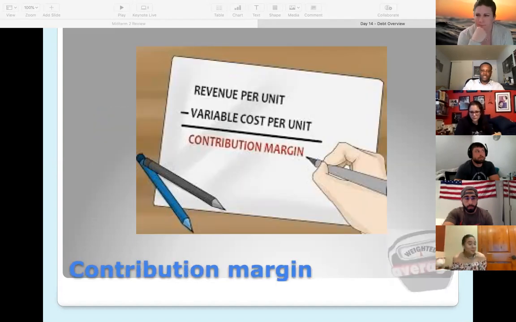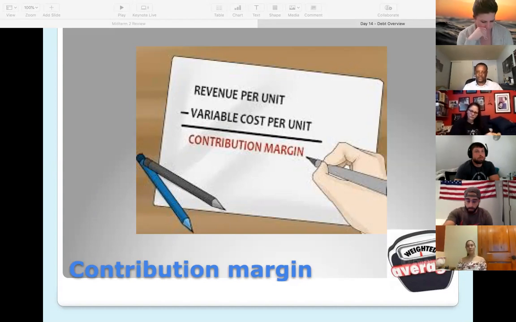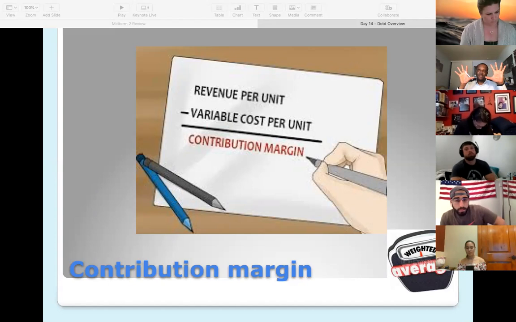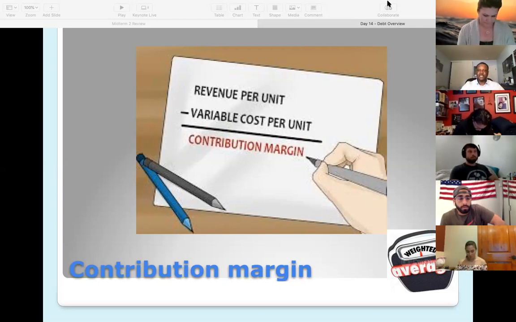Oh, this is what I wanted to say. There's also the weighted average contribution margin, right? So you will be tested on that. It will be on the exam as well. When you're looking at, I'm selling burgers, I'm selling fries, and you're asking, what's the weighted average of that? So I look at the contribution margin, and let's say I'm selling, let me just switch.